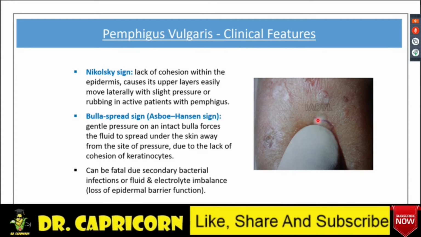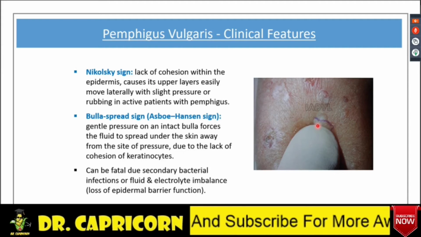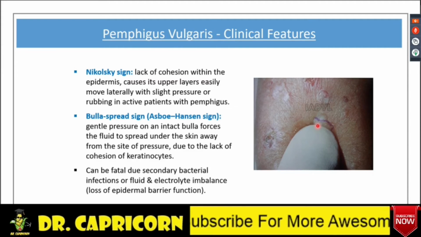The pemphigus is active. The gentle pressure on the entire bulla forces the fluid to spread under the skin away from the site of pressure due to lack of cohesion of keratinocytes. So that means the antibodies are active. They are acting on the desmosomes and causing lysis of the keratinocytes and separating them. Then there could be secondary infection of the lesions that could lead to sepsis, electrolyte imbalances, etc.